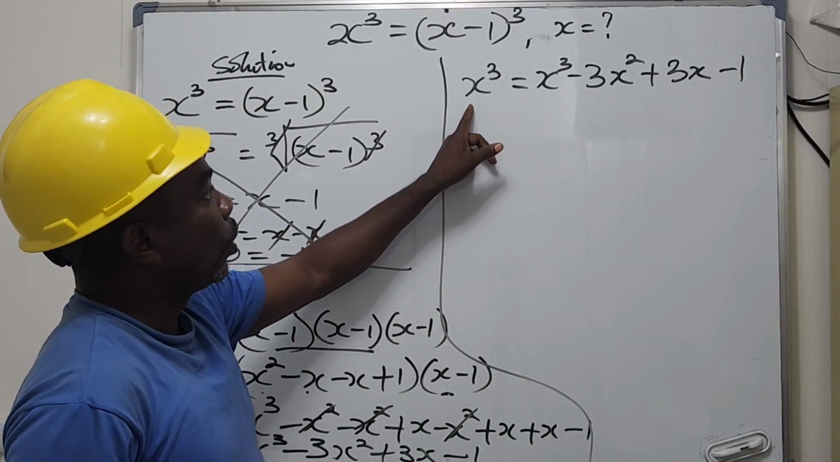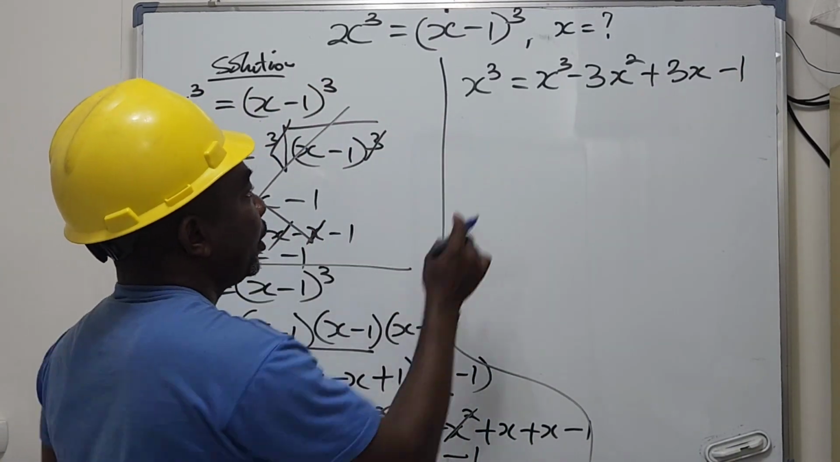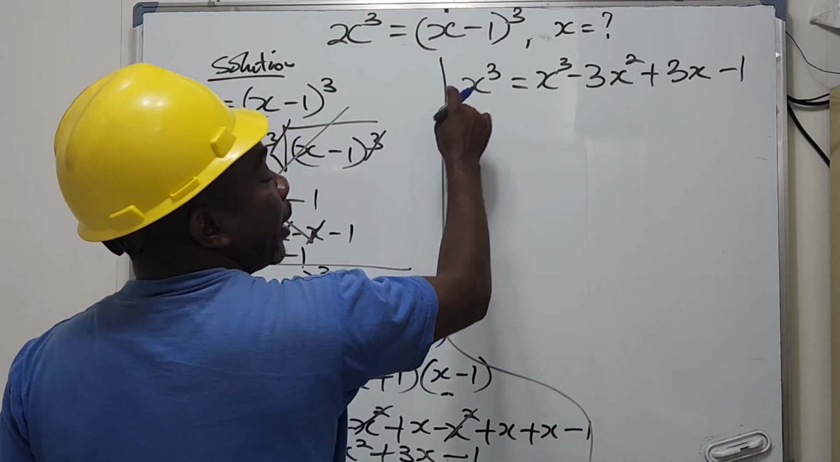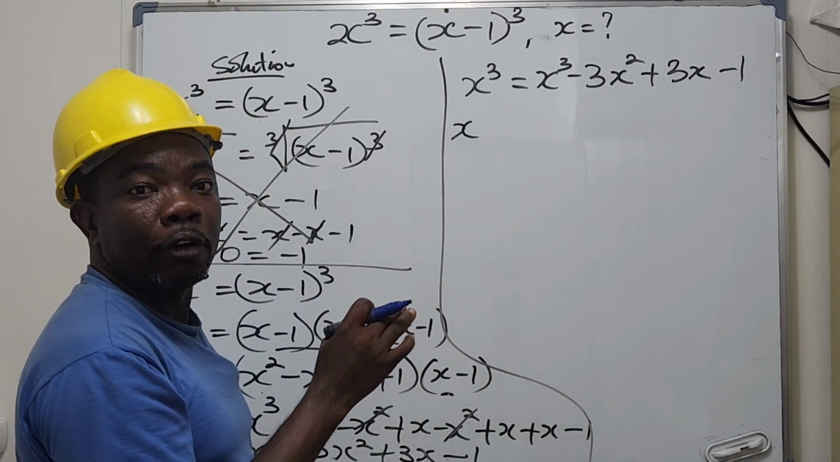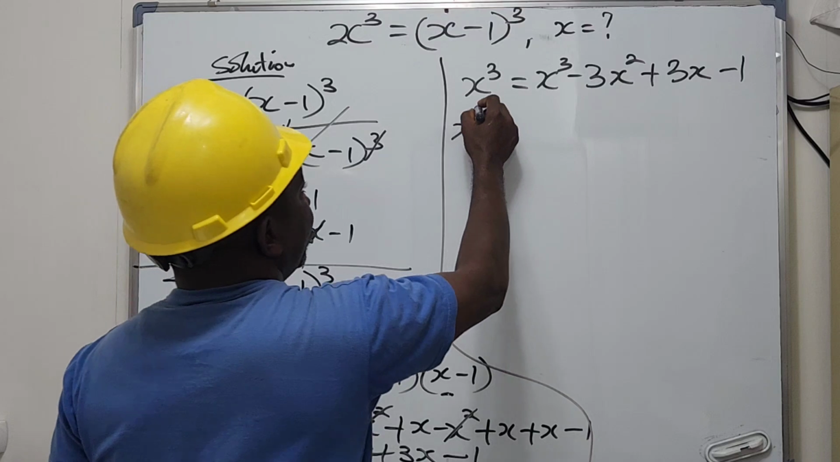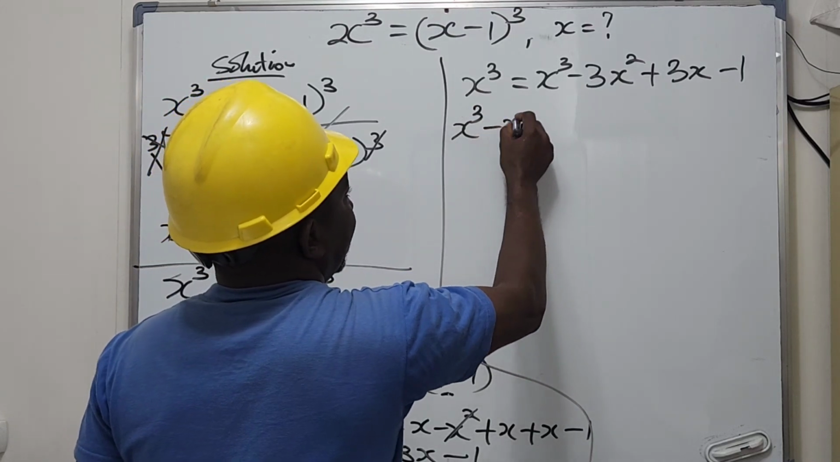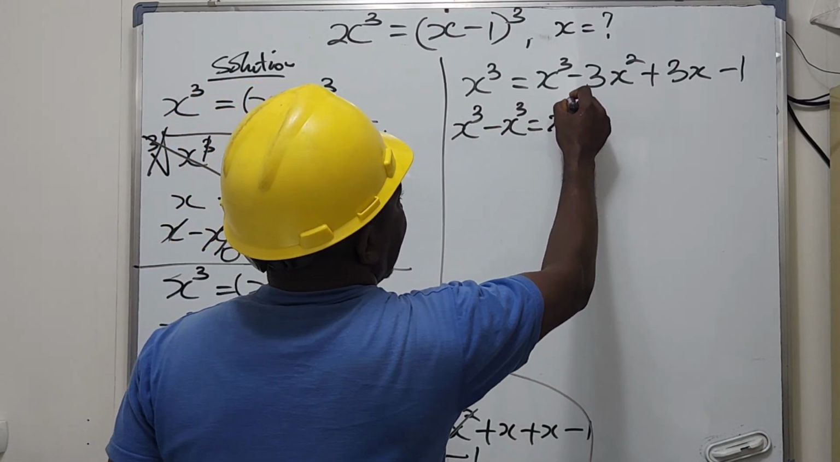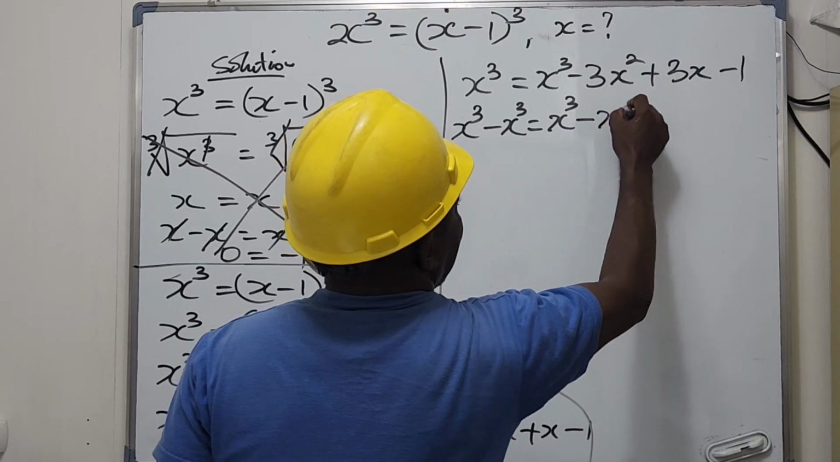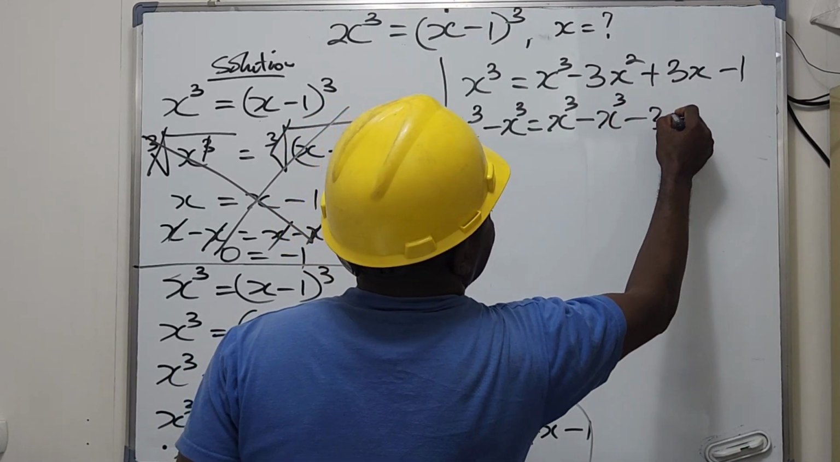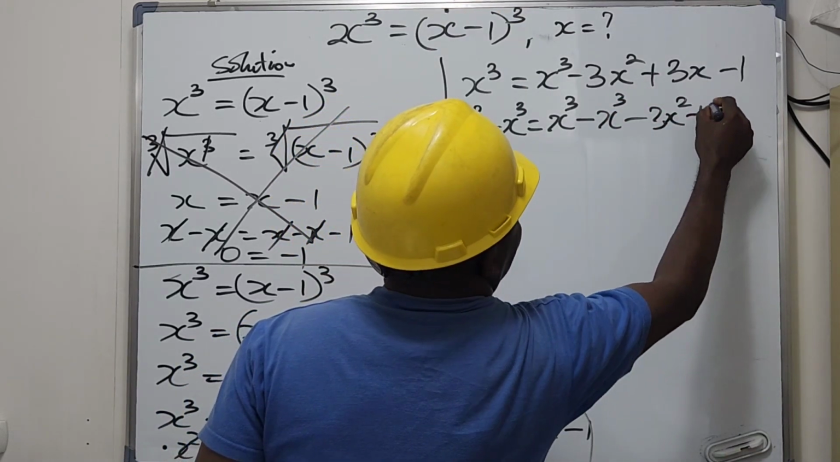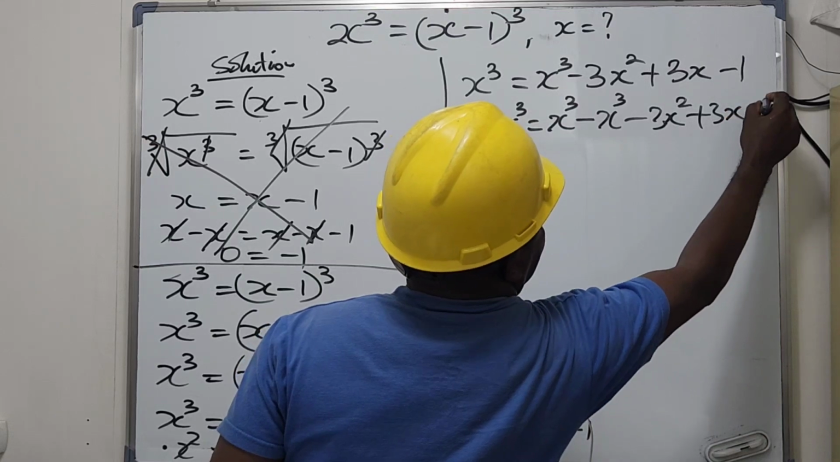So in this case, we can move this to the other side, or simply subtract x to the power of 3 from both sides. So this will become x to the power of 3 minus x to the power of 3 equals x to the power of 3 minus x to the power of 3 minus 3x to the power of 2 plus 3x minus 1.